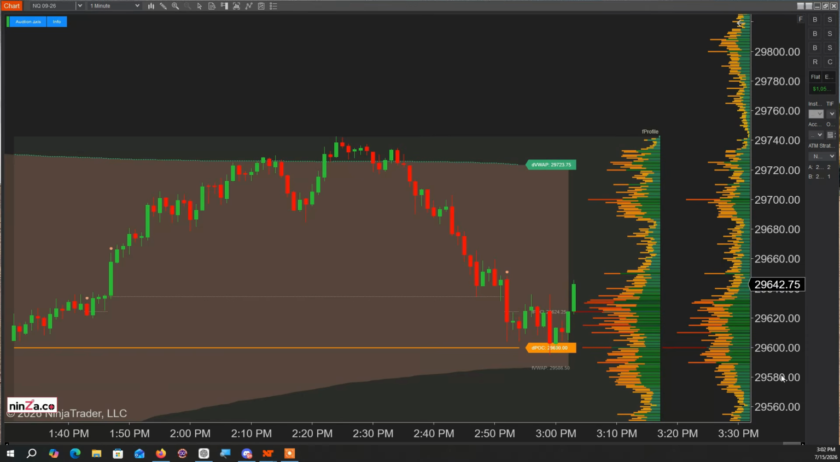Well, how about that? That was something. Look at this. From the VWAP to the point of control to this area right over here. Well, I am done for today.